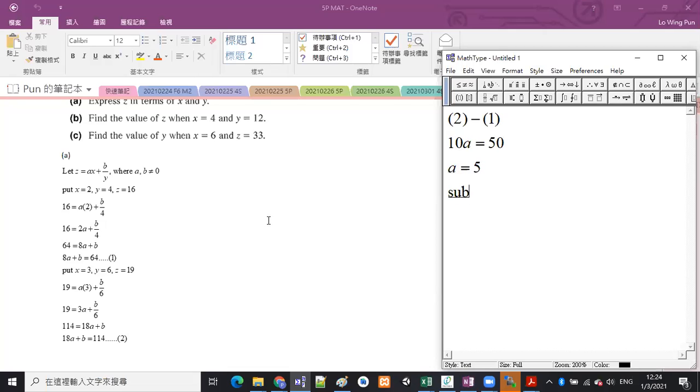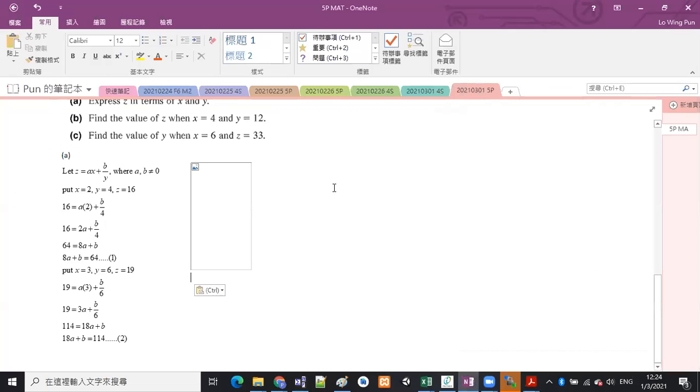Okay, so after finding the value of A, we just substitute the value of A into equation 1. So we have 8 times 5 plus B is equal to 64. So 40 plus B is equal to 64. And then B is 64 minus 40, that is 24. Okay, so after finding out all the unknowns, we just write down the complete equation. Z is equal to AX, that is 5X, plus B over Y, that is 24 over Y. Okay, so that is the answer of part A.